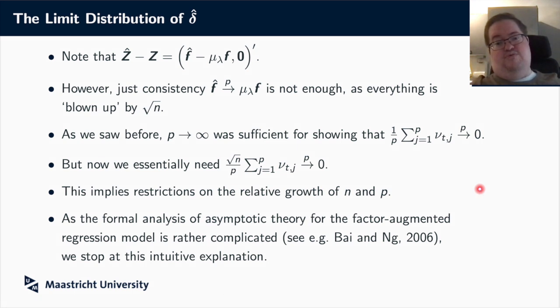Now we're not going to go into more details about the asymptotic analysis because it very quickly gets rather complicated. And well, if you want to have a look at how complicated, just have a look at the first pages of the Bai and Ng paper, where life very quickly gets very complicated. So we stop here with the asymptotics and leave it at this intuitive explanation of how the asymptotic analysis works for the factor model.